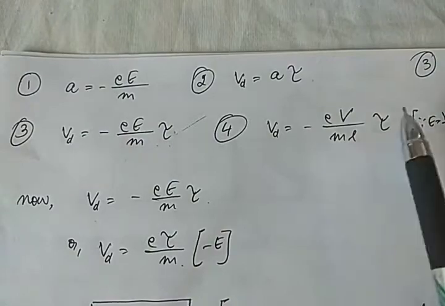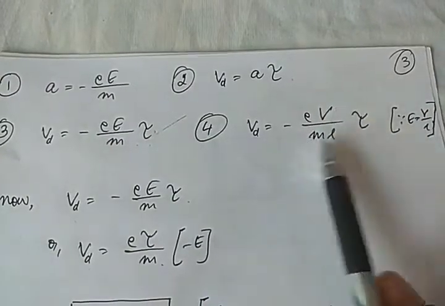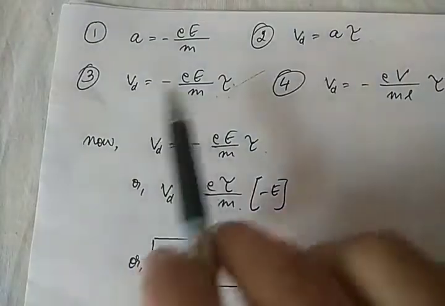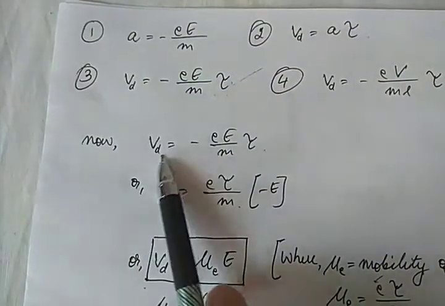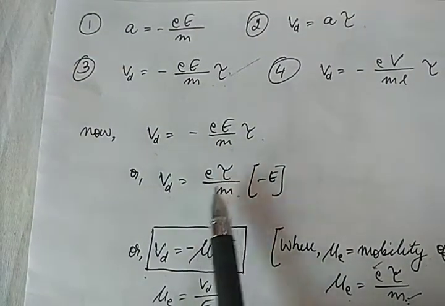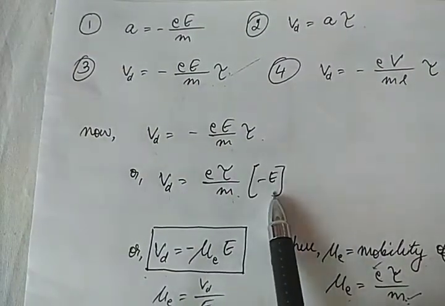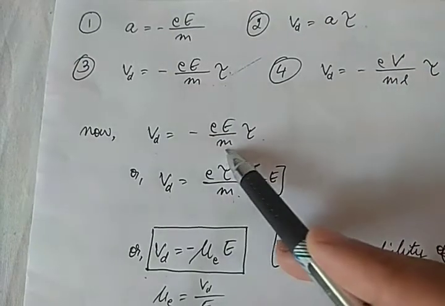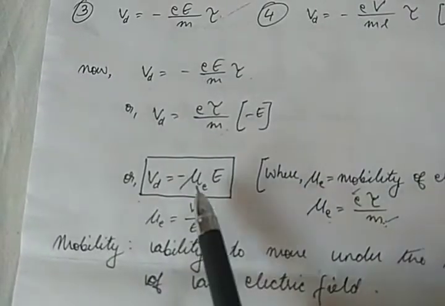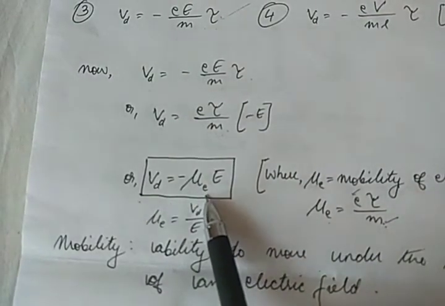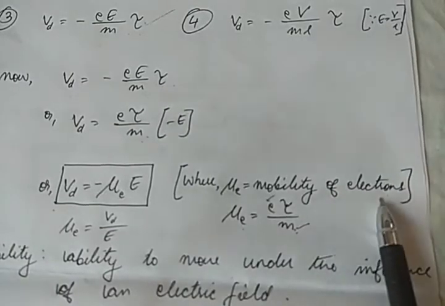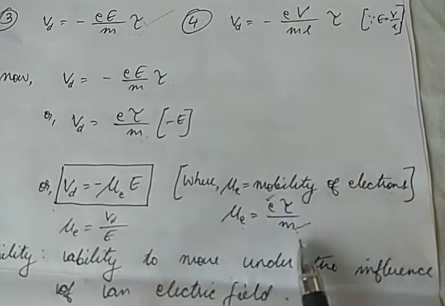Which can also be rewritten as drift velocity is minus eV by ml into tau, since E is V by l. So starting from this equation, equation 3, we see that Vd is this. Now rearranging the terms, Vd is e tau by m into minus E. Now this term, small e tau by m, is rewritten as mu e, where mu e is something called the mobility of the electrons, given by e tau by m.